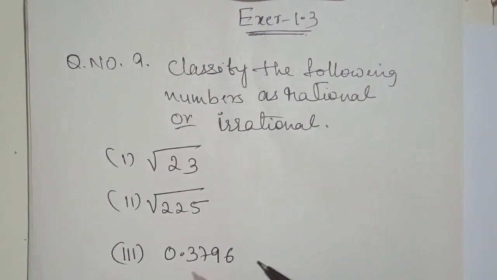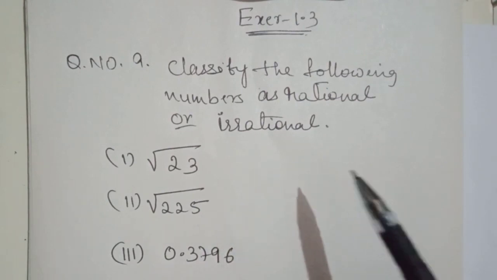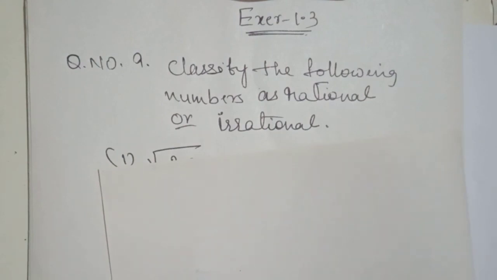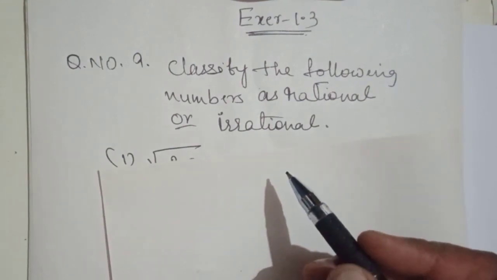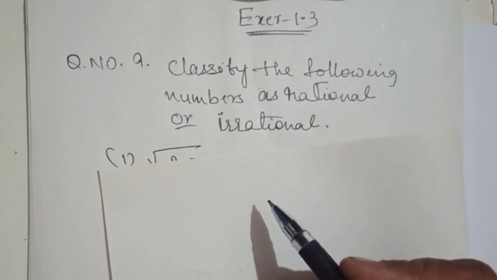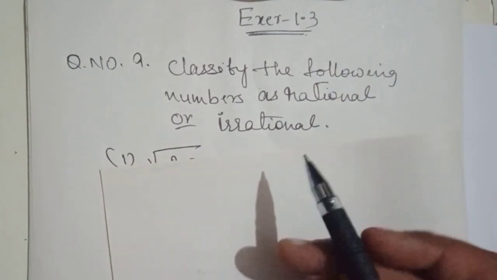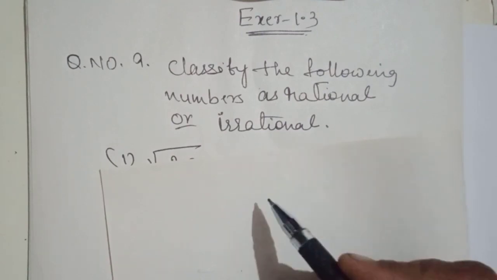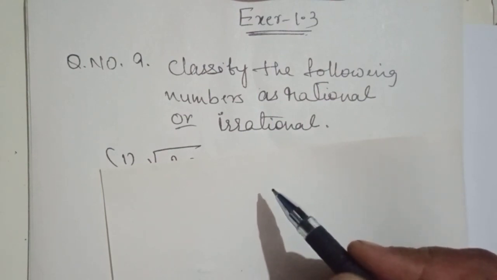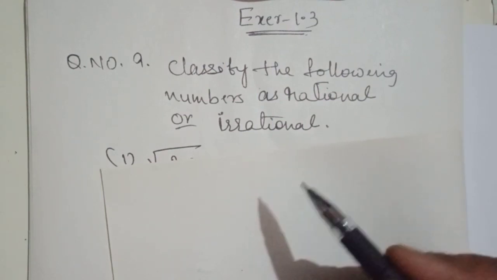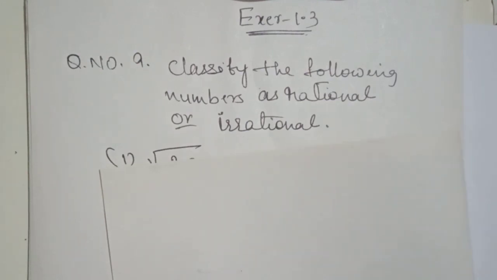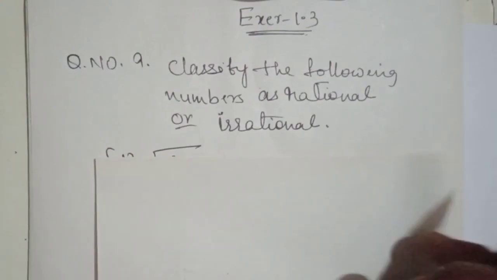Very simple question. We call numbers rational if they can be written in the form p by q and, when you divide, the decimal expansion terminates, that is, the remainder becomes 0. Or even if the decimal expansion is recurring or repeating, in that case also we call it a rational number. Otherwise, all other numbers which do not satisfy this condition we call irrational numbers. Okay, now look at this one here.